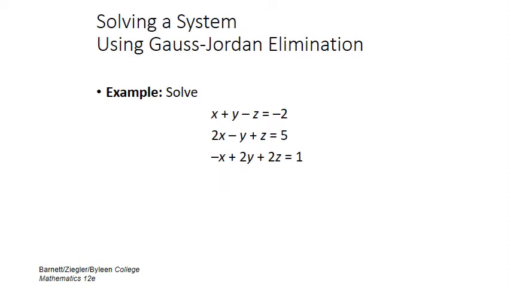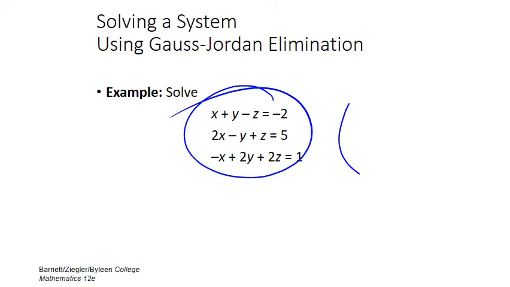Okay, so now here is the example. For example, this is a system of linear equations. We write it in an augmented matrix form. This is called augmented matrix form. So we write the coefficient of x here, the coefficient of y here, the coefficient of z here, and constants here.